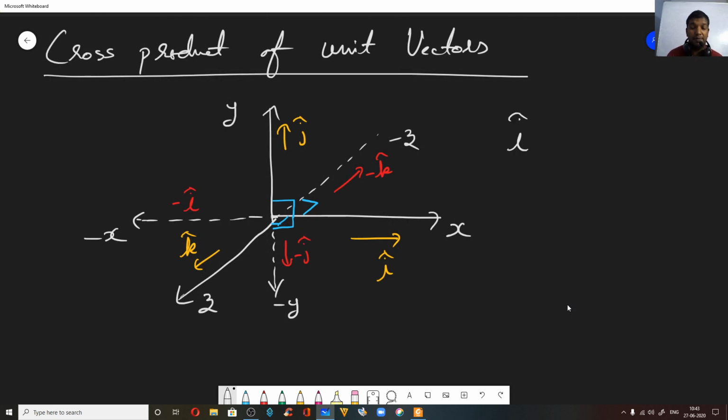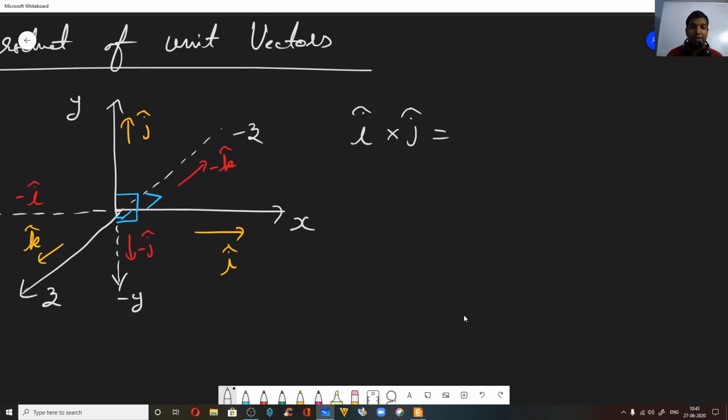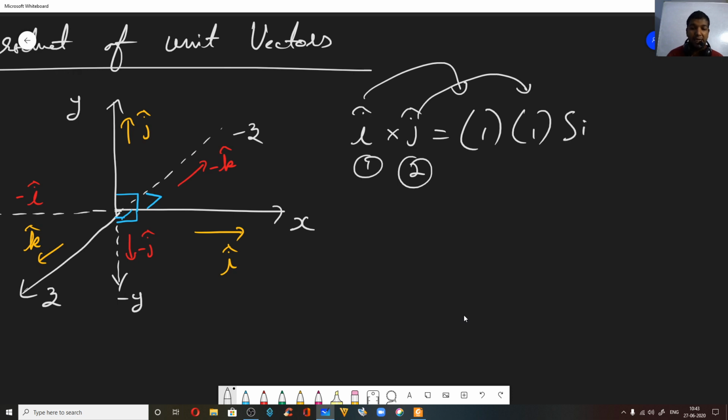When you perform the cross product of i cross j, just use your right hand. See, i cross j, you are getting k cap, correct? It is easy to identify: the magnitude of the first vector i is 1, it's a unit vector. The magnitude of the second vector j is also 1. So the magnitude of i, the magnitude of j, and the sine of the angle between i and j.